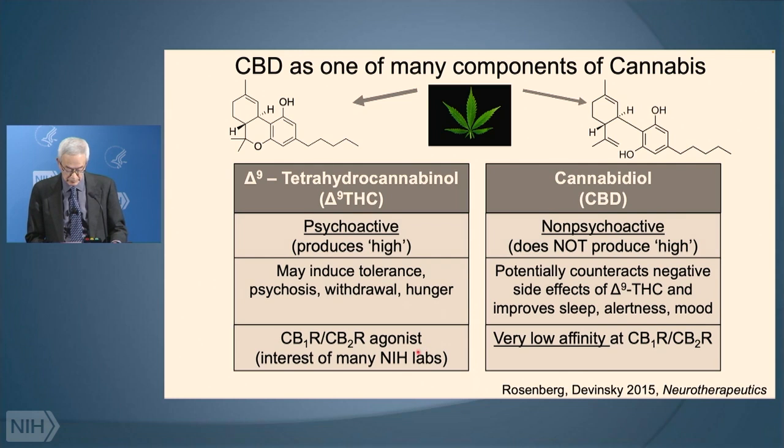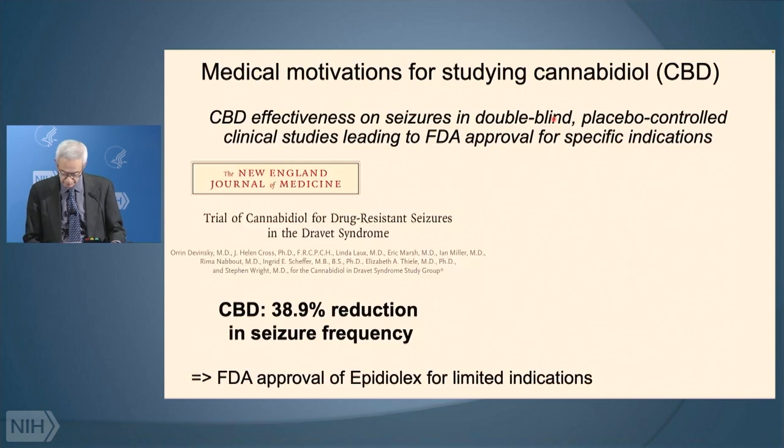And finally, the CB1 receptor is the target of investigation of many people at NIH, including George Kunos, but the CBD has very low affinity at the CB1 receptor. So these chemicals are very close to each other. The key difference lies in this oxygen spanning link between two rings, which doesn't exist in CBD.